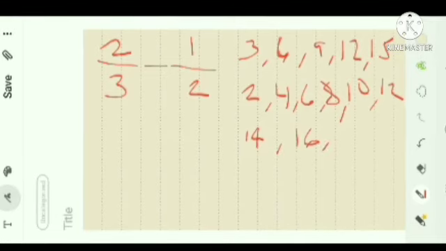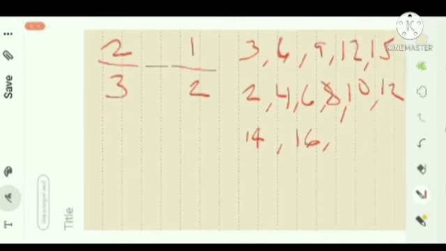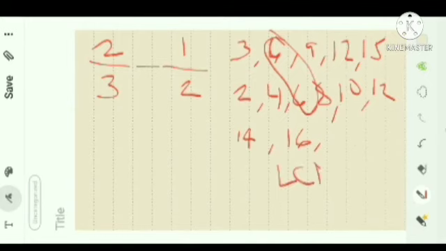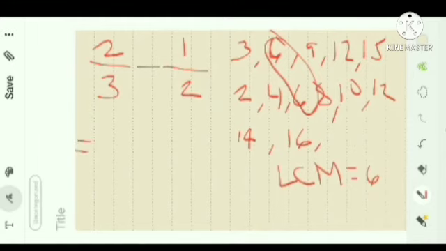Okay, as you can see here, our least common multiple is 6. 6 is our least common multiple. LCM is 6. Then the next step is to replace all denominators as 6, because 6 is our LCM.